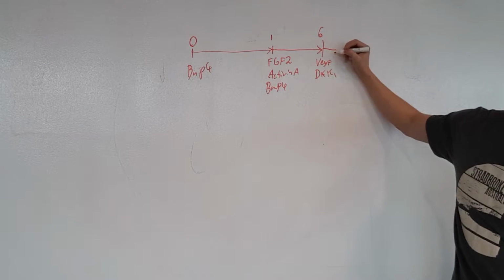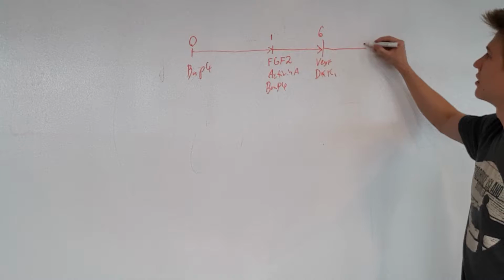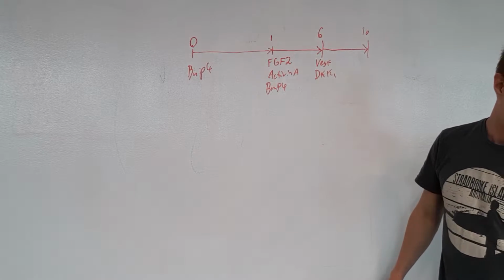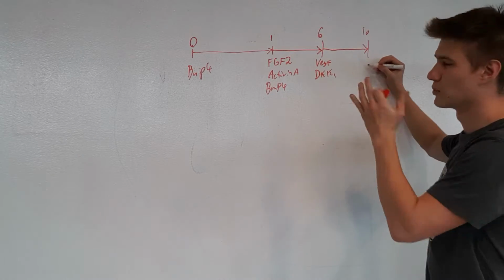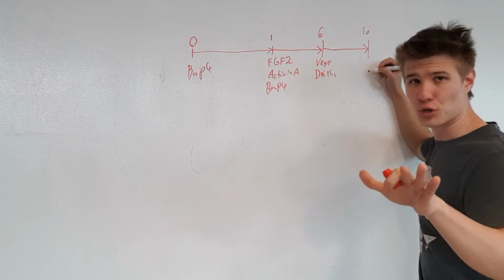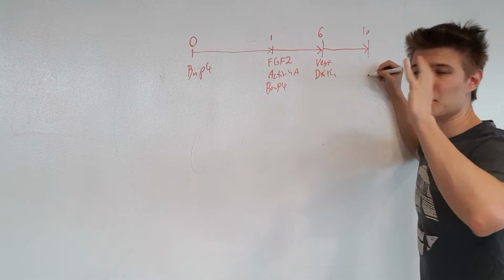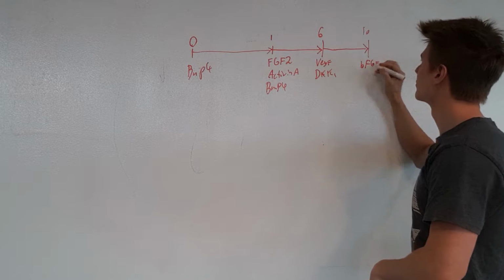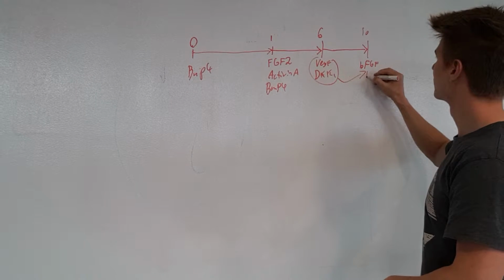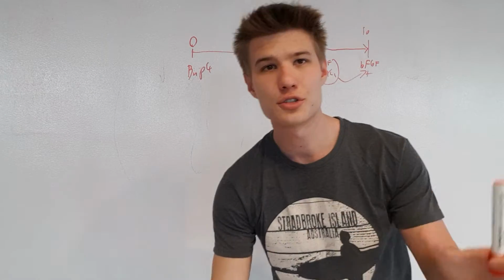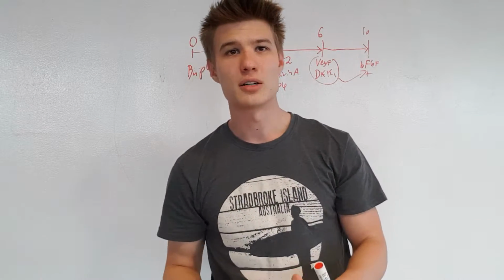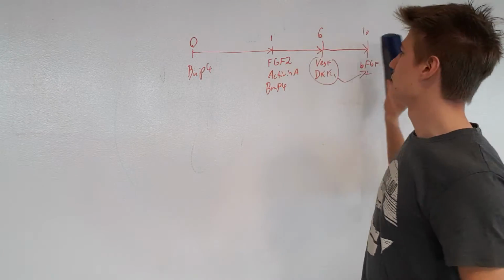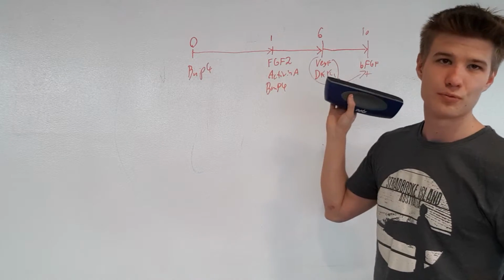And at day 10, we have VEGF, DKK1 and beta FGF, or basic FGF, which is FGF2, which is FGF beta. Cool. So that's just to show you the little cocktail of drugs that we need to use in order to differentiate these cardiomyocytes correctly. It's not that much, but it needs to be in very precise measurements for very precise amounts of time.